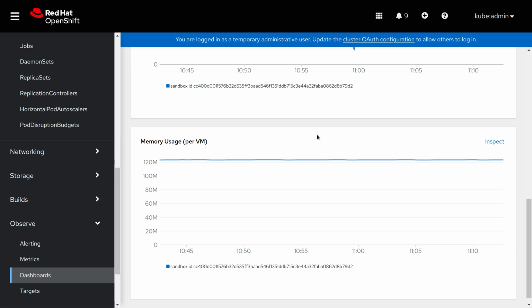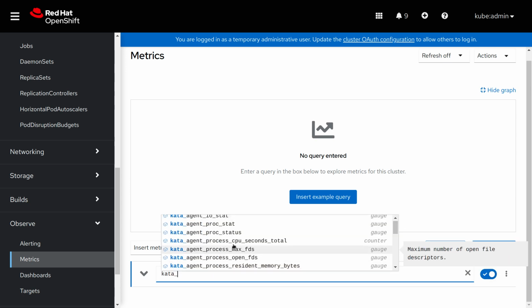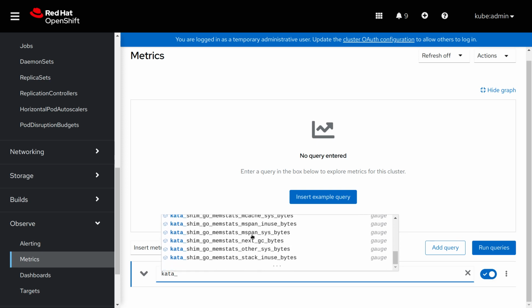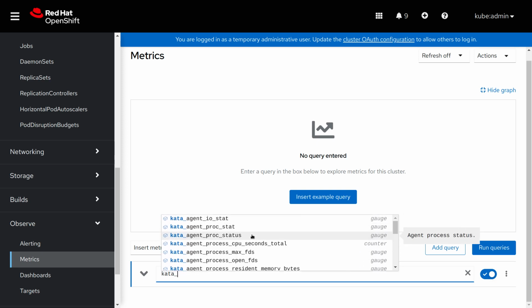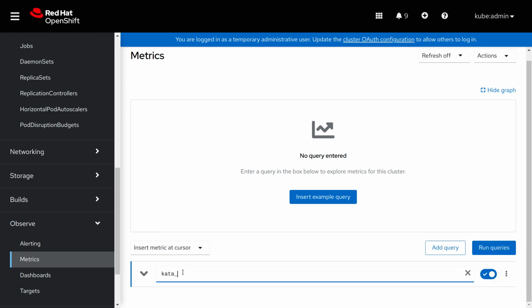To dig deeper into this, the metrics created by the Sandbox Container operator can also be accessed in the metrics view. As the underlying engine for Sandbox Container is the Kata project, you will find that all Sandbox Container metrics are prefixed with the word Kata. And you can see that there is a lot of them. So this is a way to browse for all the metrics associated with Sandbox Container using the Kata prefix. So we are going to view some examples.